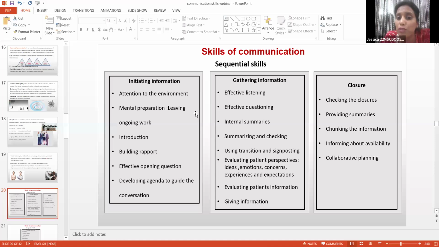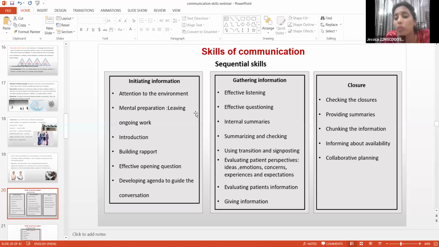Not only initiating or gathering the information is very important, but closing the information is very important too. For us, it is about whether the patient has understood our follow-ups, the way they have to take the medicine, and how they have to come back for follow-up. We chunk the information, because the medicines we prescribe are so different. Some are LM potencies, where we have to give water doses. So sometimes giving the information, providing summaries, and giving them details about your availability, when you are available and how they can contact you next time, is important. That is collaborative planning.